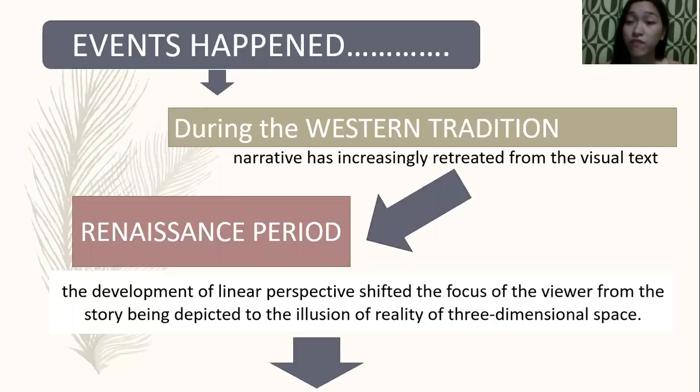Next is events. Events happen during the Western tradition. Narrative has increasingly retreated from visual text. In the Renaissance period, the development of linear perspective shifted the focus of the viewer from the story being depicted to the illusion of reality of three-dimensional space. So when we say three-dimensional space, it may be sculpture. They may be talking about sculpture in here.